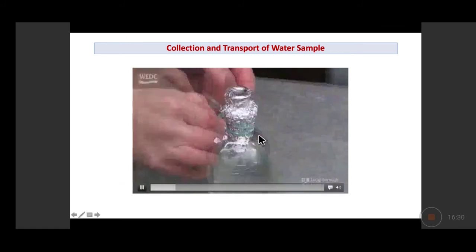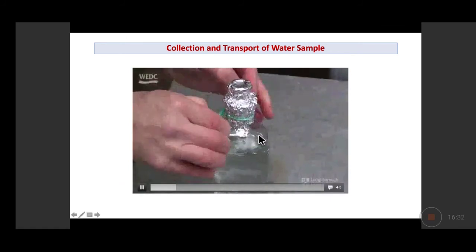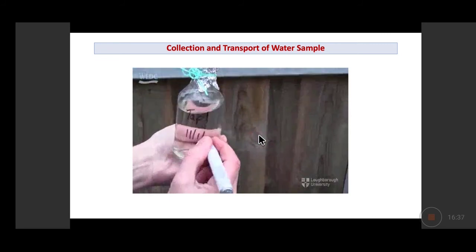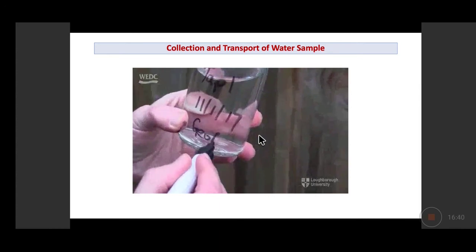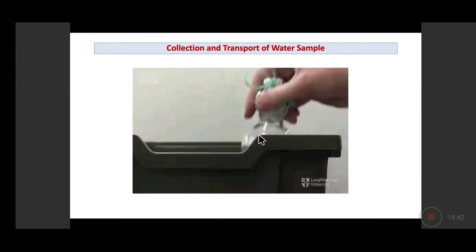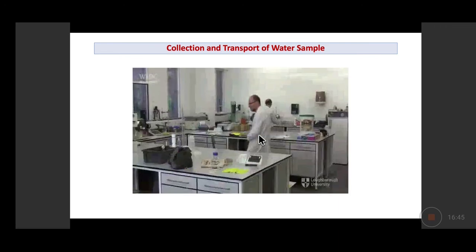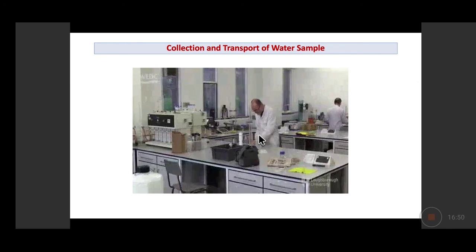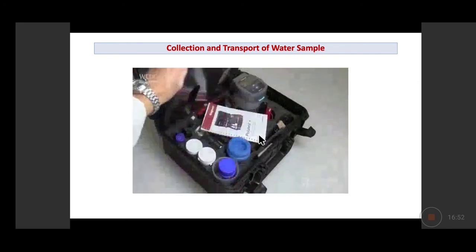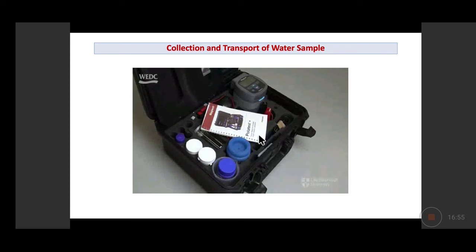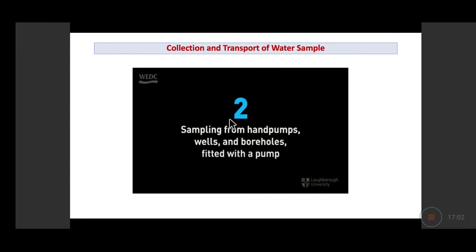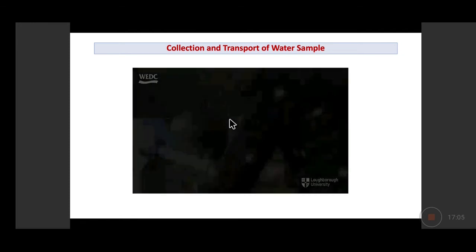First you let the tap water run for a few minutes, then you collect the sample and label it. You can mention the tap number or the date. Then you send it to the lab. The transport to the lab should be as soon as possible, preferably within 2 hours. But if you are using ice packs, then it can be delayed up to 6 hours and maximum up to 24 hours. Now, this is the commercial kit that they showed. It is used for chemical testing, such as pH, turbidity, and chlorine, which has to be done on site.